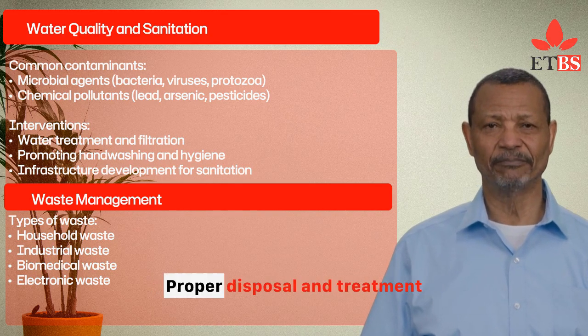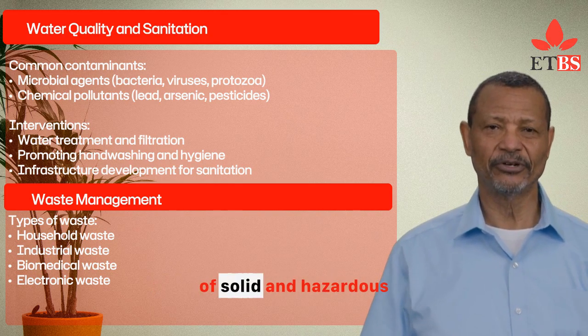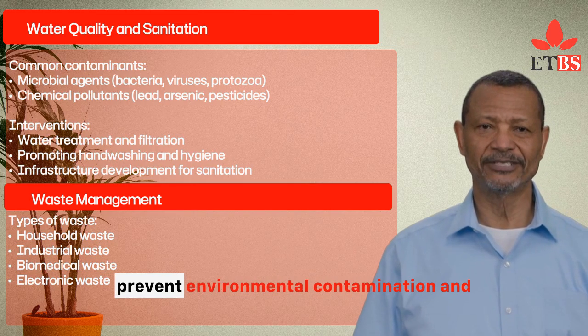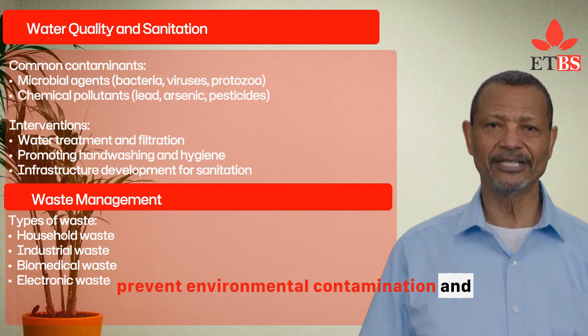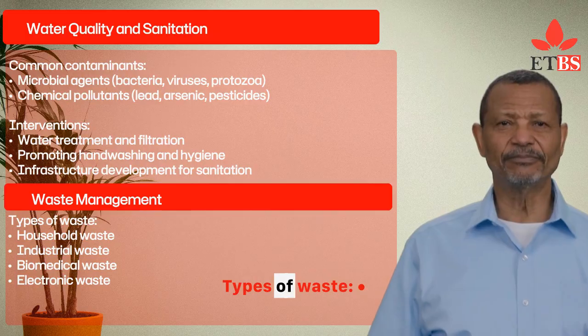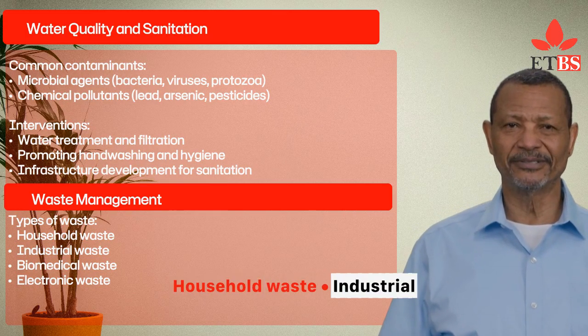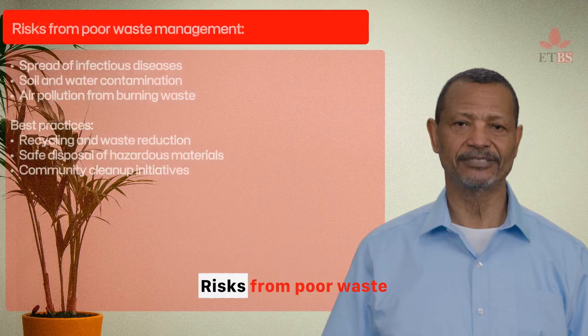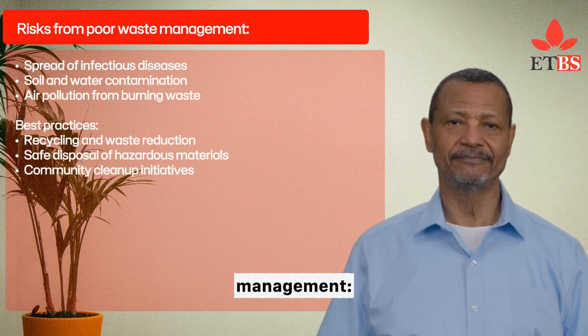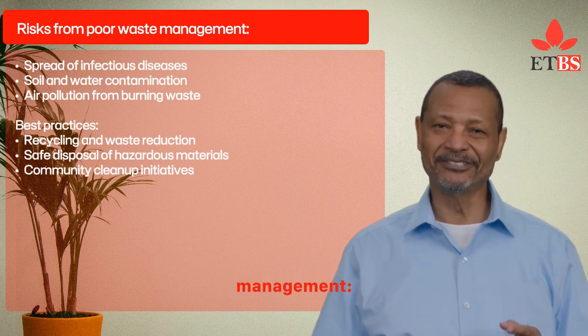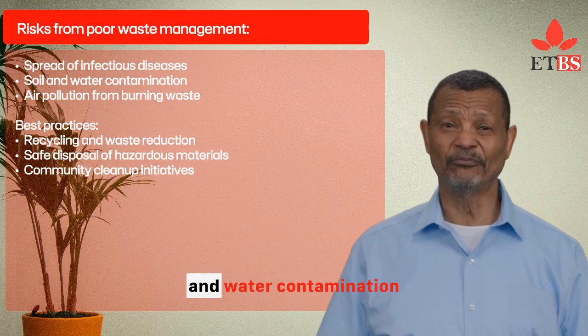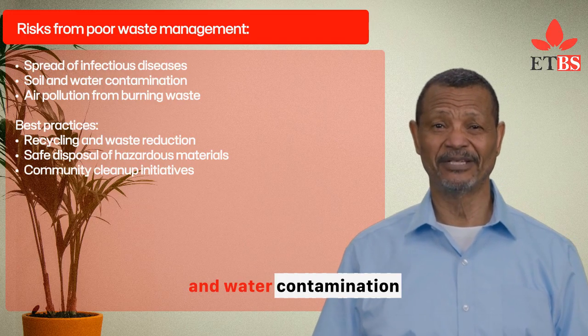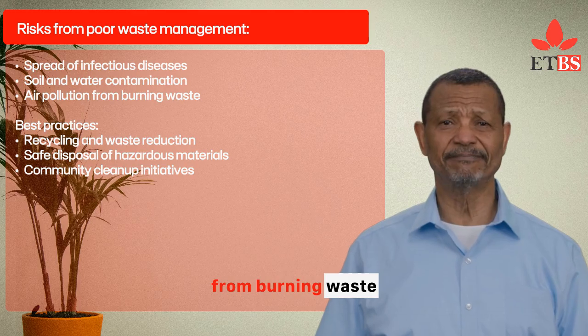Waste management. Proper disposal and treatment of solid and hazardous waste are critical to prevent environmental contamination and human exposure. Types of waste: household waste, industrial waste, biomedical waste, electronic waste. Risks from poor waste management. Spread of infectious diseases. Soil and water contamination. Air pollution from burning waste.